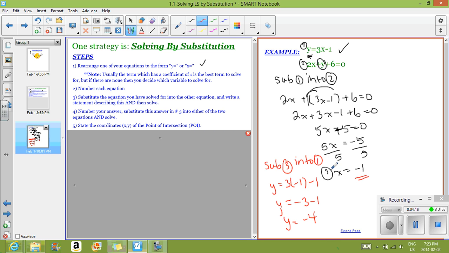And the last step is to state the coordinates of your point of intersection. So we therefore, the POI is negative 1 for the x, and negative 4 for the y, and you found the point of intersection using substitution. Now notice we got the exact same answer as when we solved graphically. So that's how we do the substitution method.